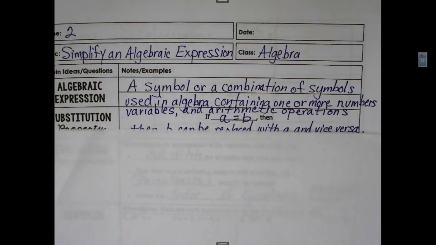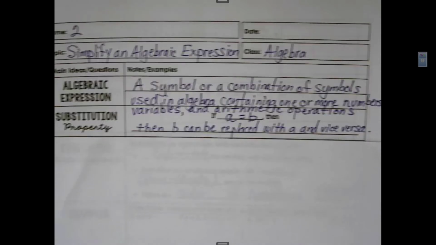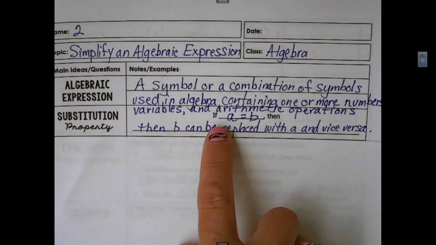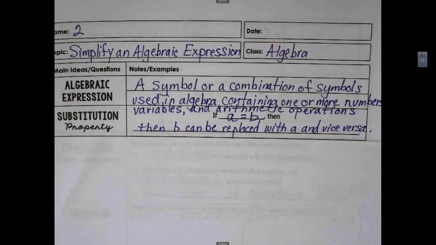Now we're going to use the substitution property today. We're going to be substituting some values in. And so the substitution property, you probably have used it in the past, but basically it just means that if A equals B, then B can be replaced with A and vice versa. So we're going to have variables. They're going to say, hey, like A equals 3 and B equals -3. We're going to replace those values in for the variables, and then we're going to solve it.